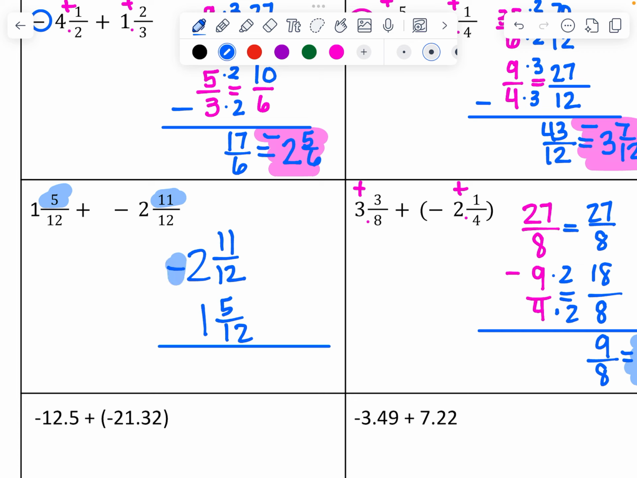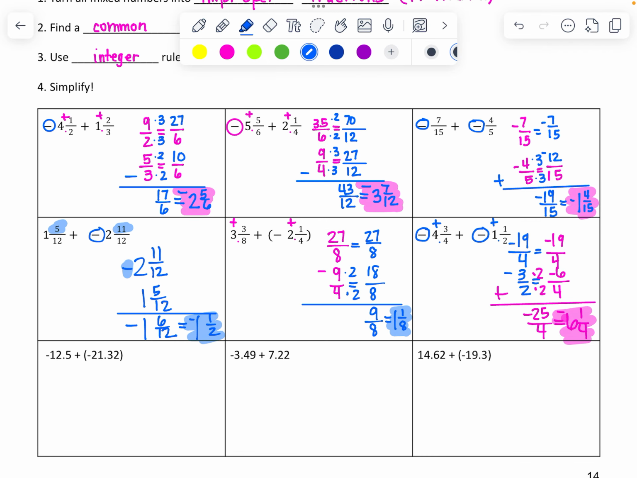I can take away 11 from 5 and get 6/12, and I can take away 2 from 1 and get 1 6/12. I know the negative was larger, so I'm going to keep it, but I'm also going to simplify my 6/12 to 1/2. Okay, fractions are done. Moving on to those decimals.